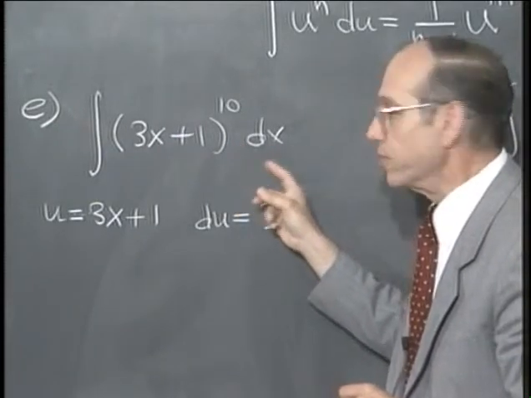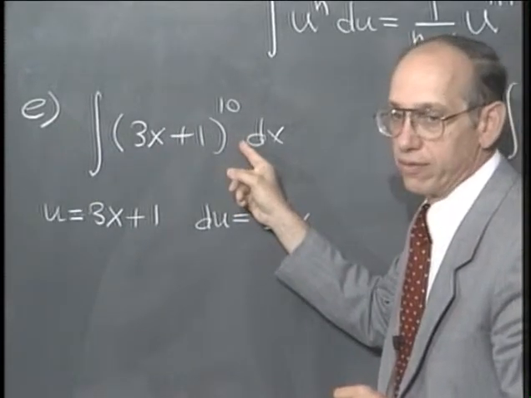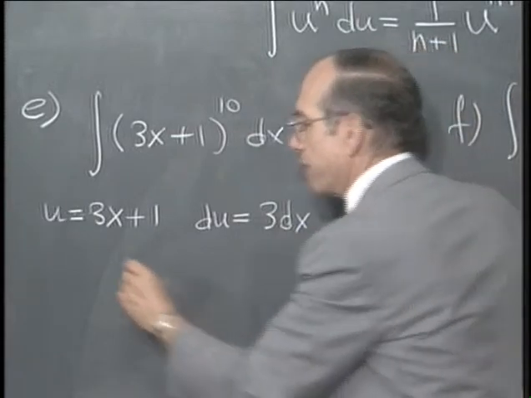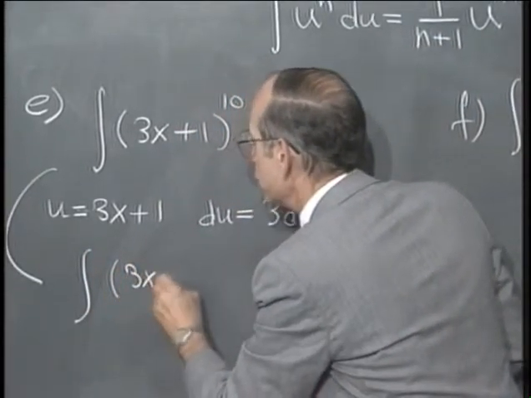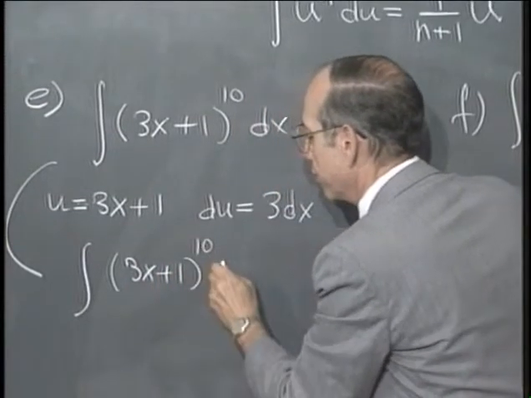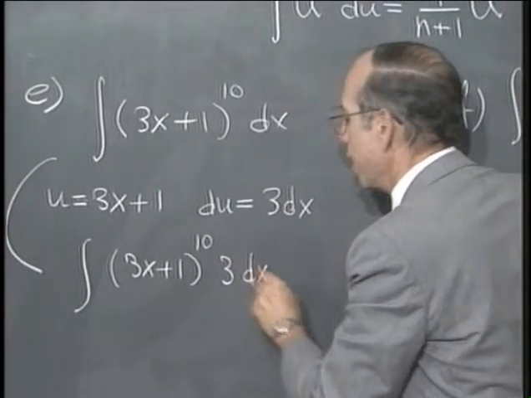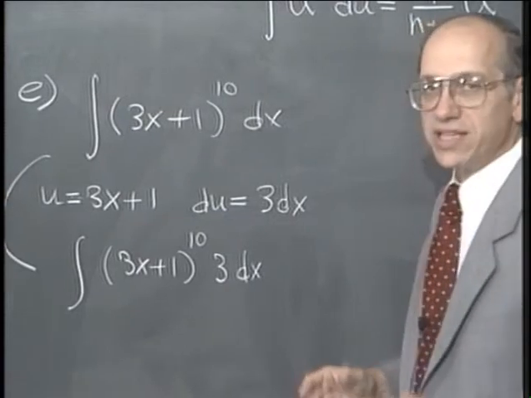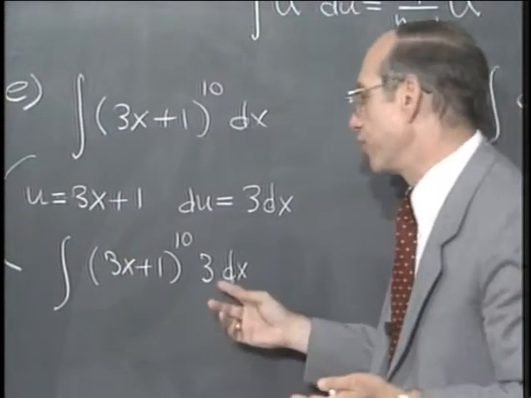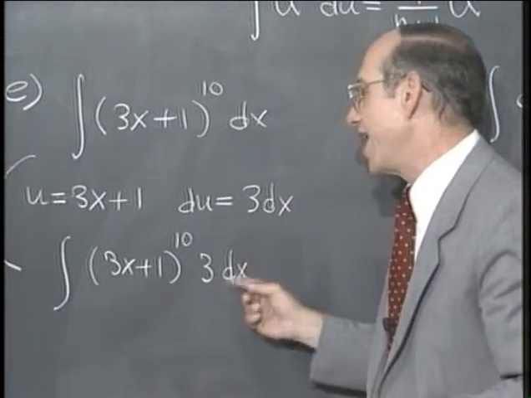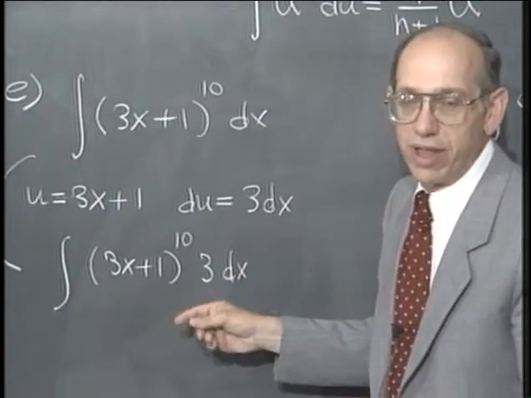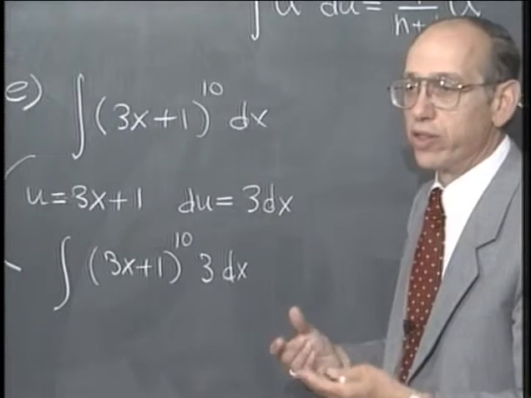So what I'm going to do is put a 3 in there. I'm going to rewrite this integral as the integral of 3x plus 1 to the 10th times 3 dx. But that's not fair. I can't just multiply by 3. I've made everything 3 times as large. In order to keep it honest, I have to divide by 3. That means I have to multiply by 1/3.